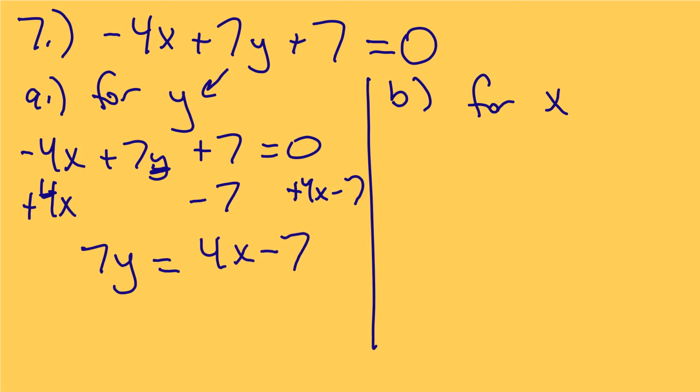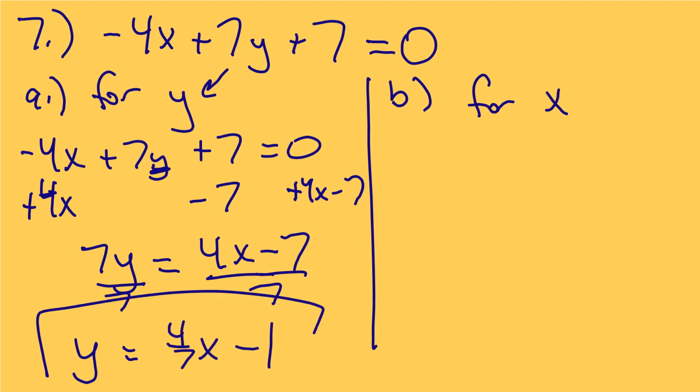You could have done the last thing in 2 steps. I just did it in 1. Divide everything by 7. I get y equals 4 7's x minus 1. Done.